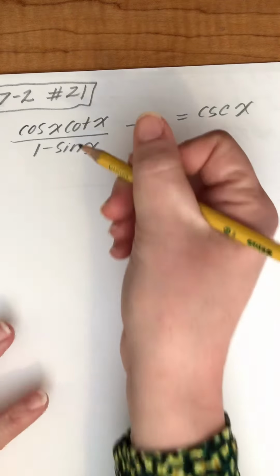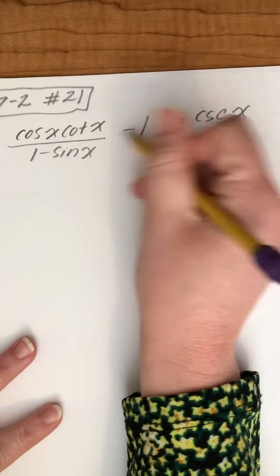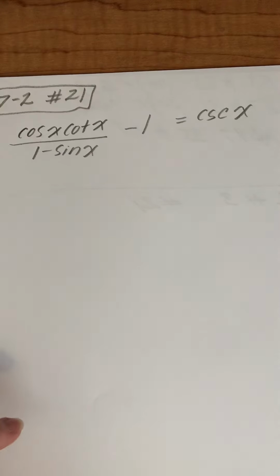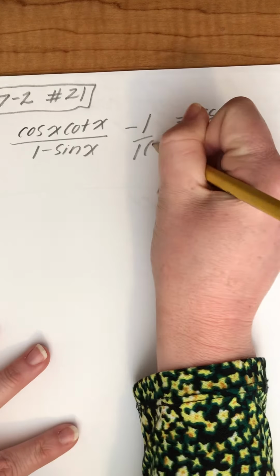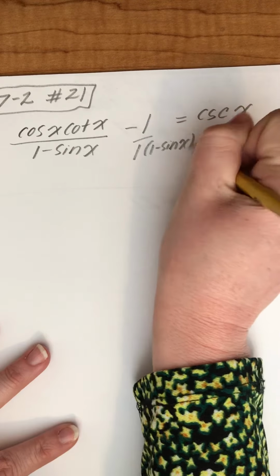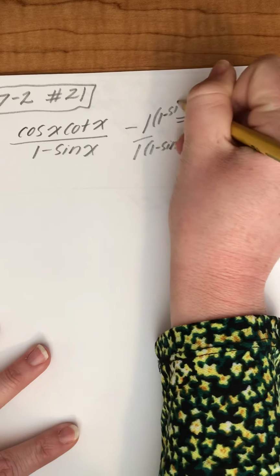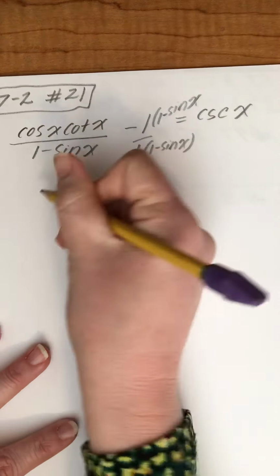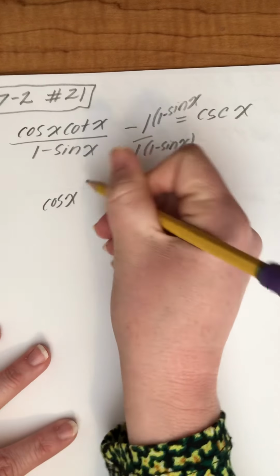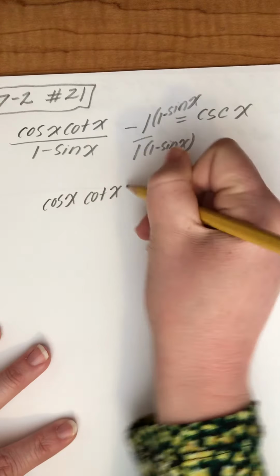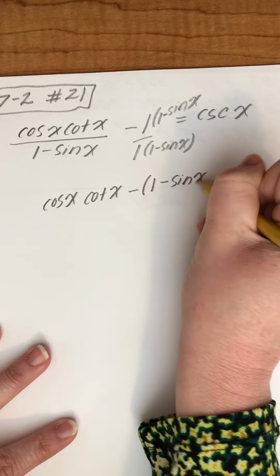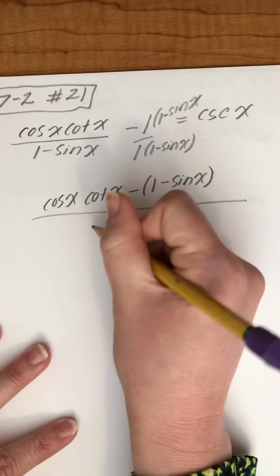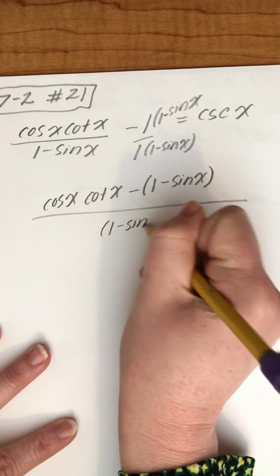All right, so if I look at this, I know obviously I need to get these together to be one term. So I'm going to go ahead and multiply by 1 minus sine of x. Okay, so then what we have is cosine of x, cotangent of x, minus parentheses 1 minus sine of x. We gotta be really careful with those parentheses. That's all over 1 minus sine of x.